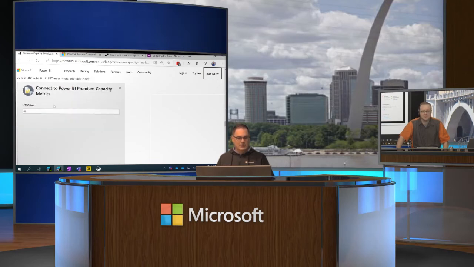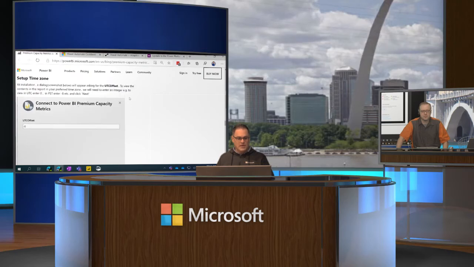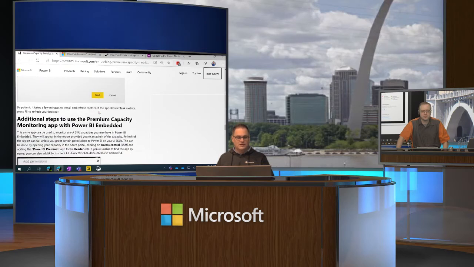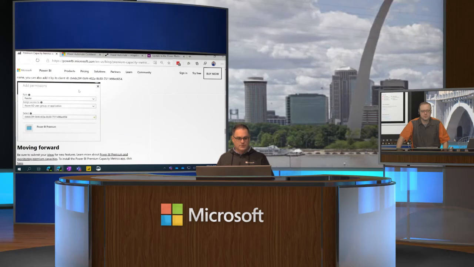So we're now allowing you to set what your local time zone is on these premium capacities, so that you don't have to do that mental math in your head when you're looking at it. So this is good stuff.